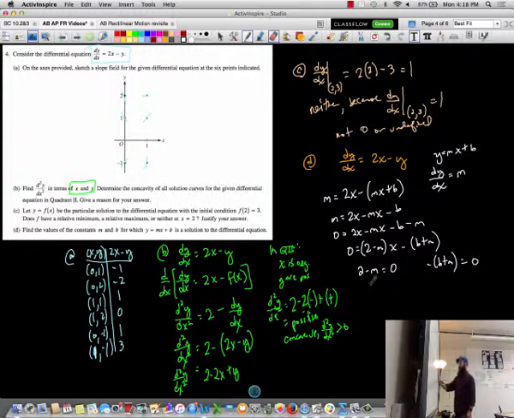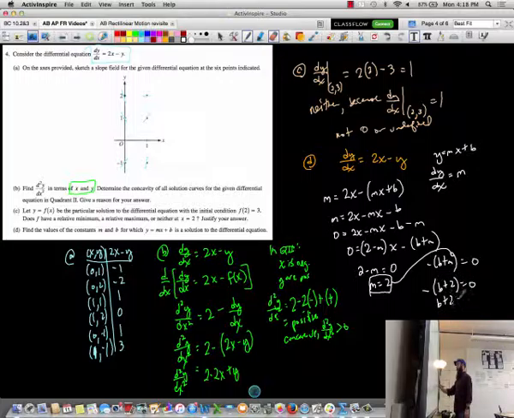Now, if I solve this first equation, that basically tells me that m is 2. And if I solve the second equation by plugging 2 in for the m, I get that b is negative 2. So those are the values of the constants. And that's problem number 4.